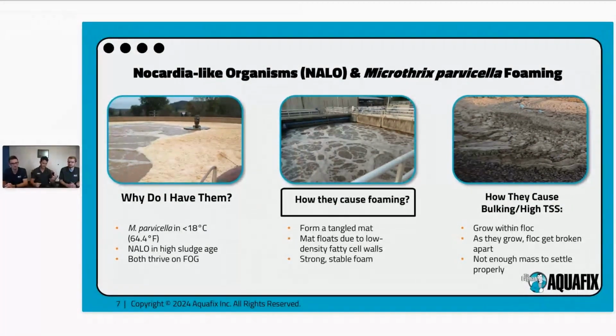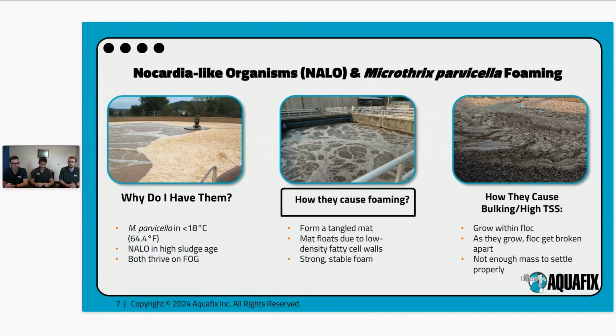Far left, you'll notice the foam is a little more white and billowy. That tends to be more Nocardia-like organisms. Far right, the more stable, more dense, hardened type foam is the more Microthrix. Microthrix tends to thrive in temperatures that are a little bit lower. Nocardia likes higher sludge ages. Both, though, thrive in those fats, oils, and grease environments. There are a few details going to the left on the pictures that give you a little bit of an idea, too, of how they can come about and some of the details of how to identify them.